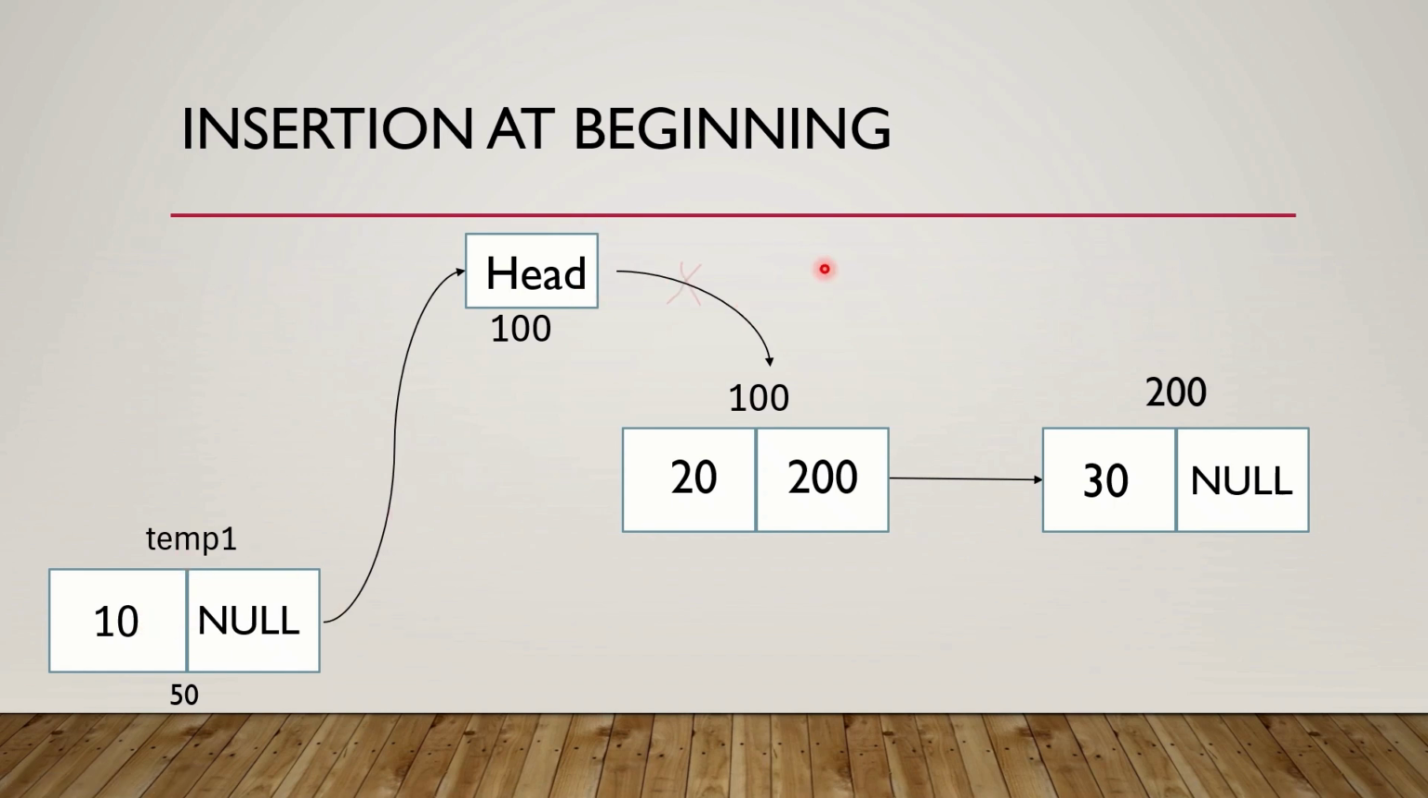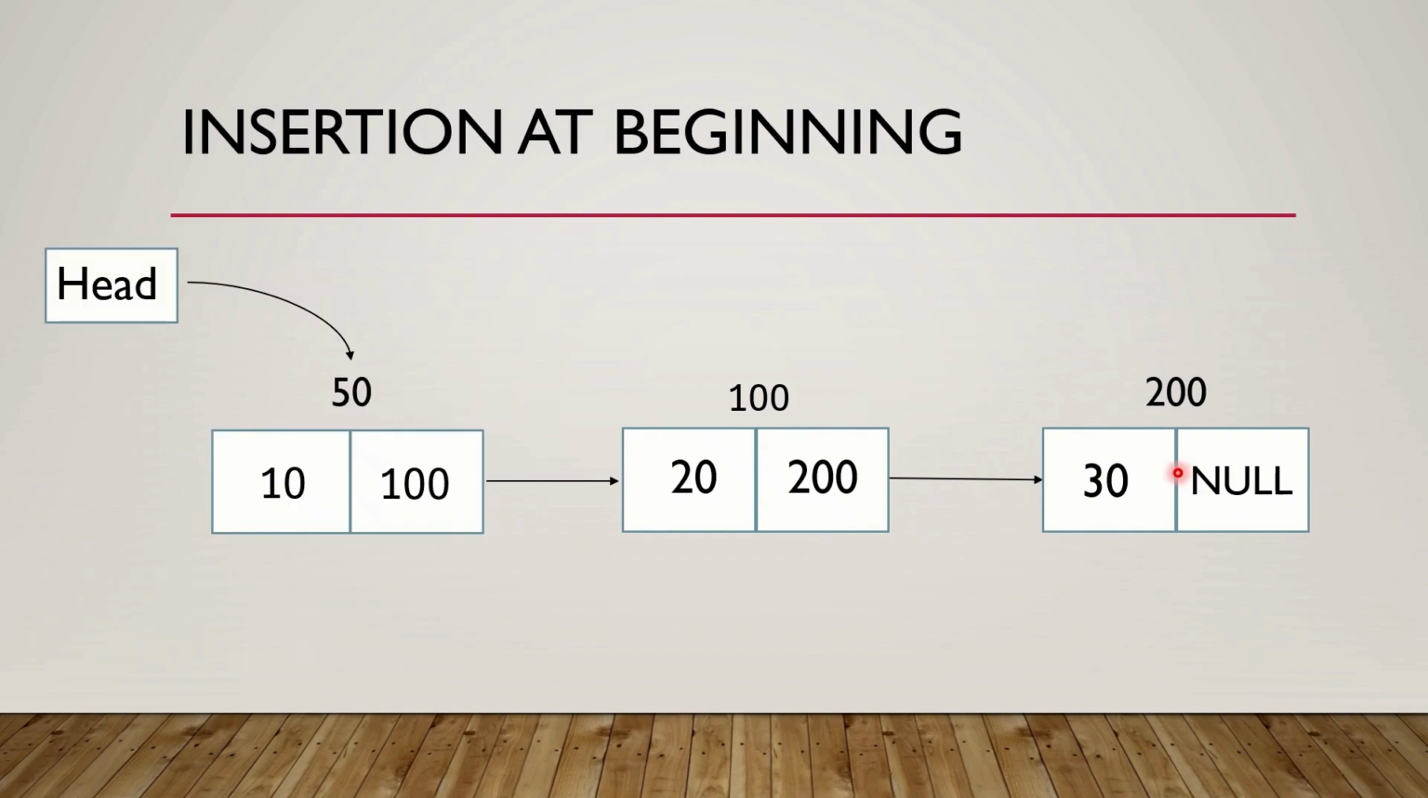So I'll remove this connection. Then I make head point to temp1. So head is first, head is pointing to temp1. Temp1 will point to whatever head was pointing to. So temp1 will point to this and then this second node will point to the third node. So this is how it will actually look.